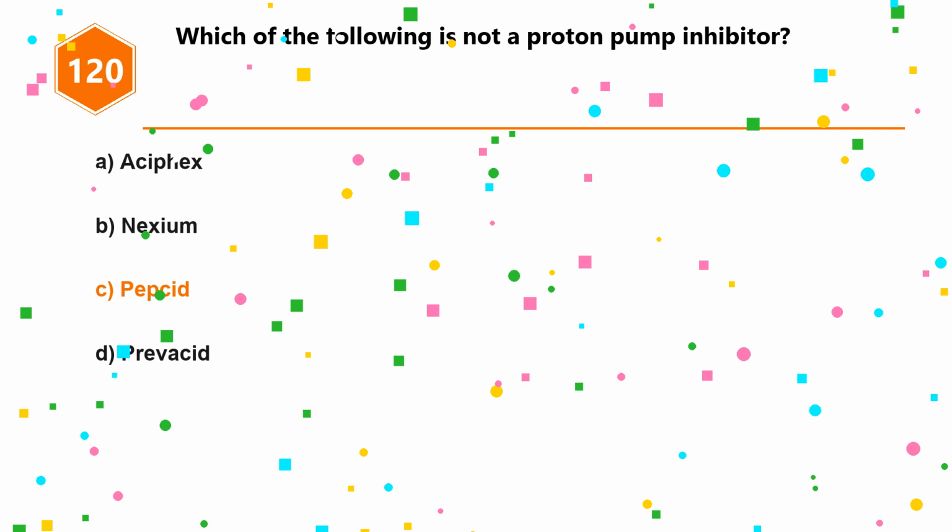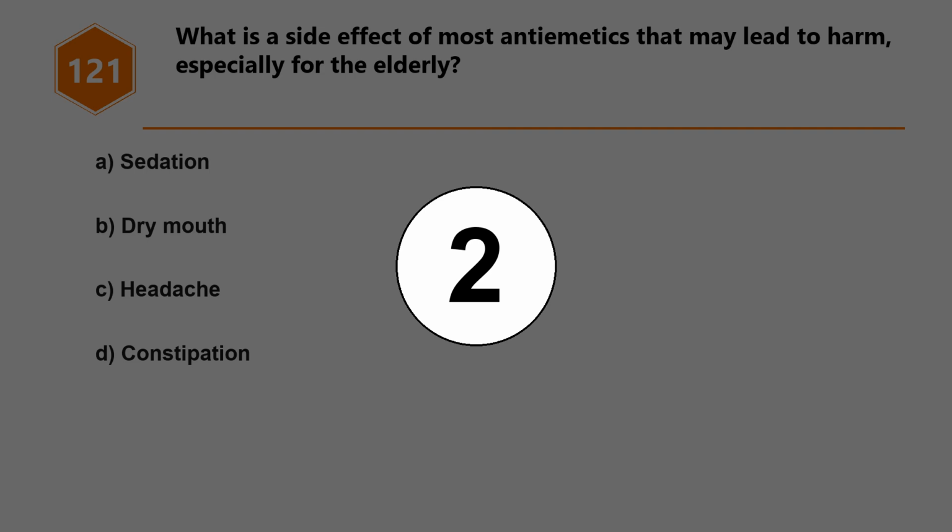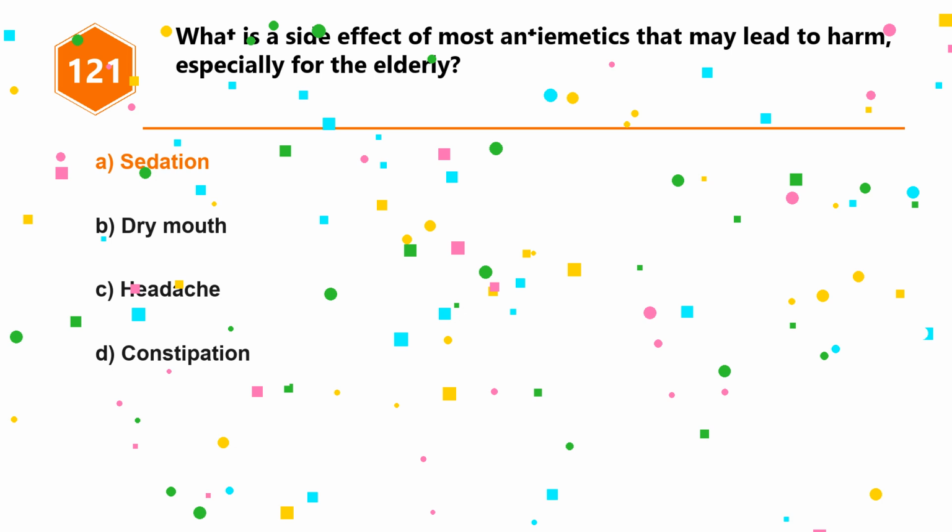Pepcid. Question 121. What is a side effect of most antiemetics that may lead to harm, especially for the elderly? Option A. Sedation. Option B. Dry mouth. Option C. Headache. Option D. Constipation. The correct answer is option A.